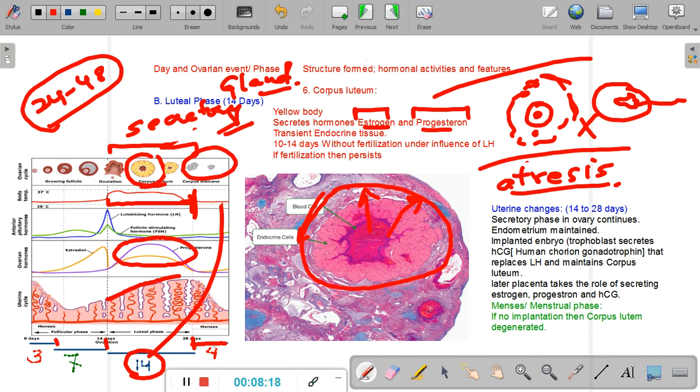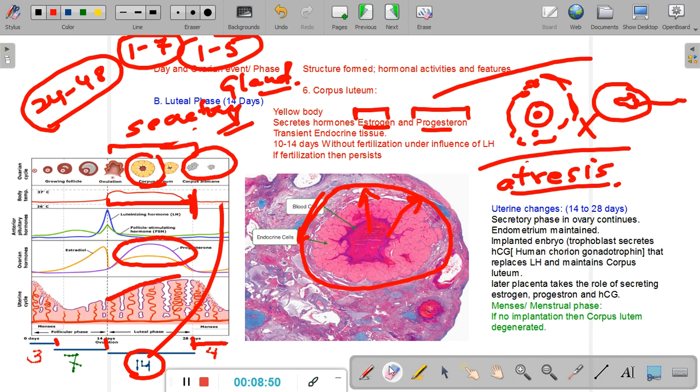The menstrual phase continues anywhere from 1 to 7 days. Some textbooks mention 1 to 5 days, but we will take 1 to 7 days as the period of menstruation, and this is a variable period. It varies from one female to another. Anyways, so we have understood what happens in the luteal phase. We've also understood that if there is no fertilization, what happens to the corpus luteum, and once the corpus luteum vanishes, how does the next phase start?